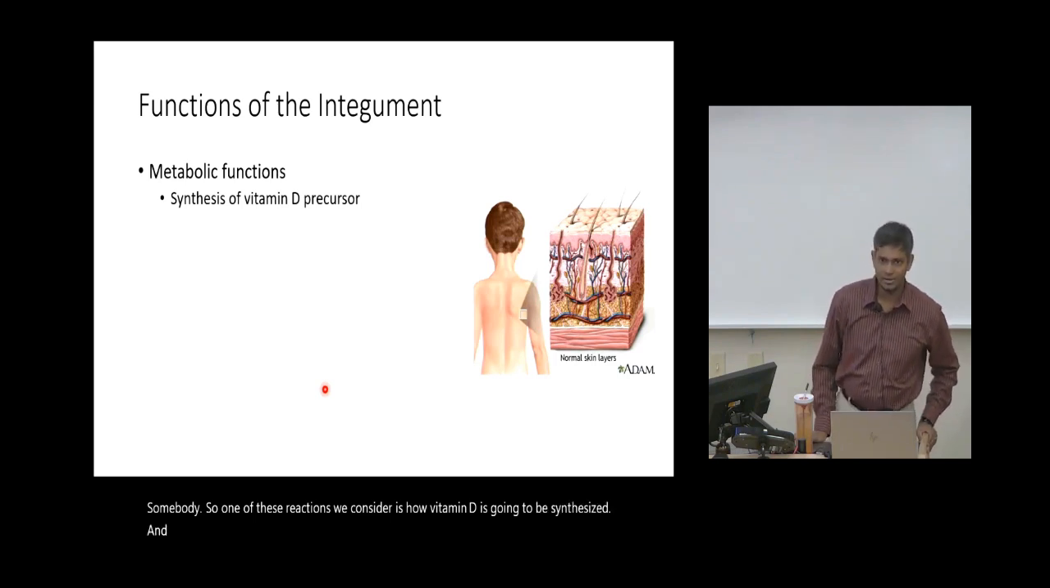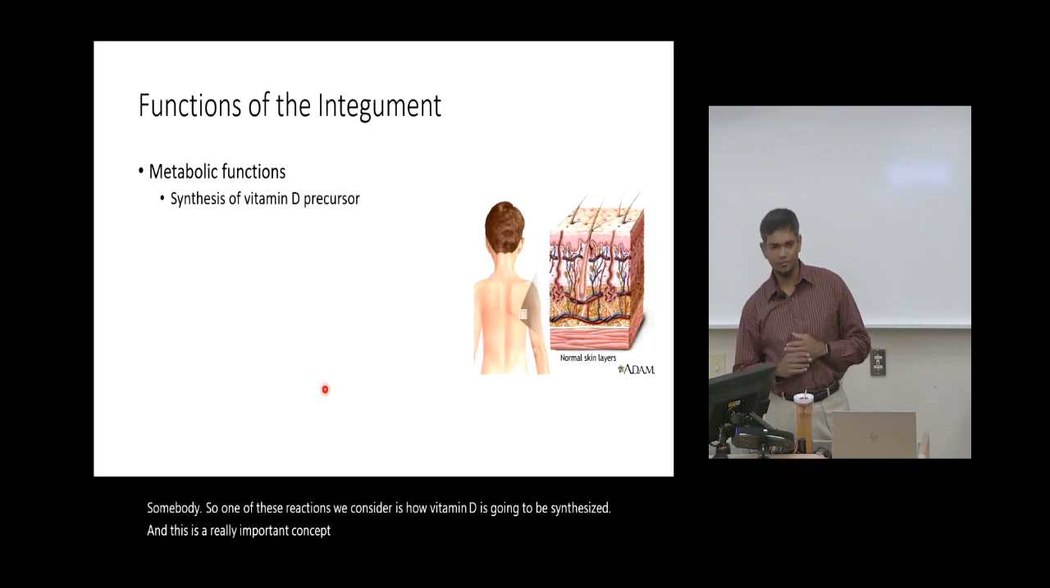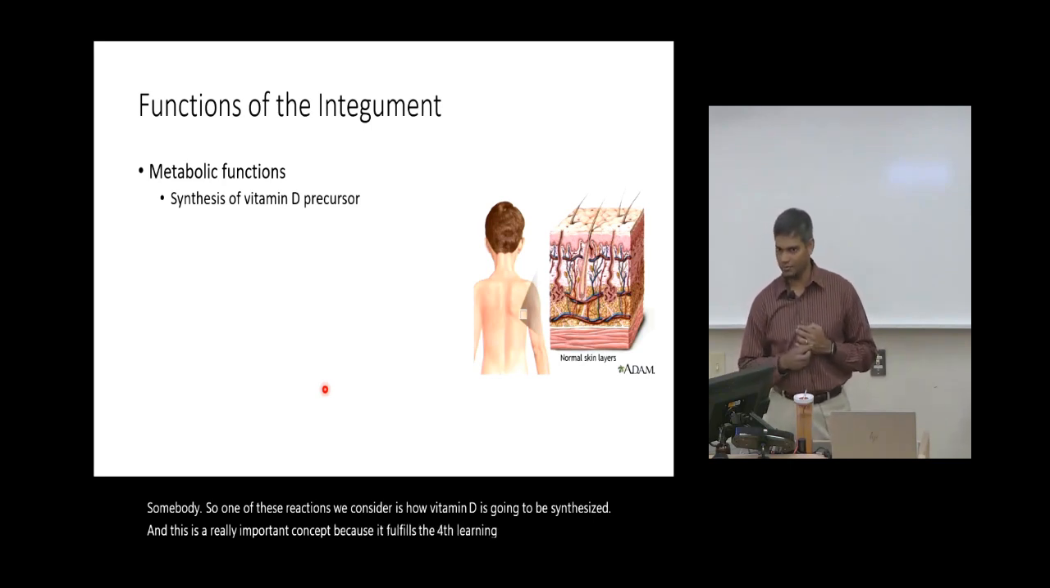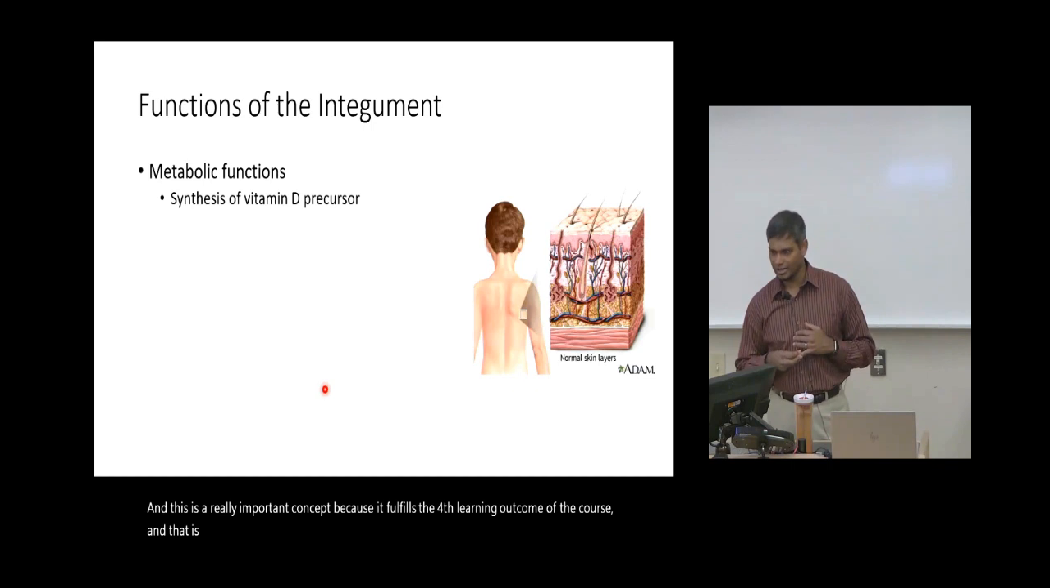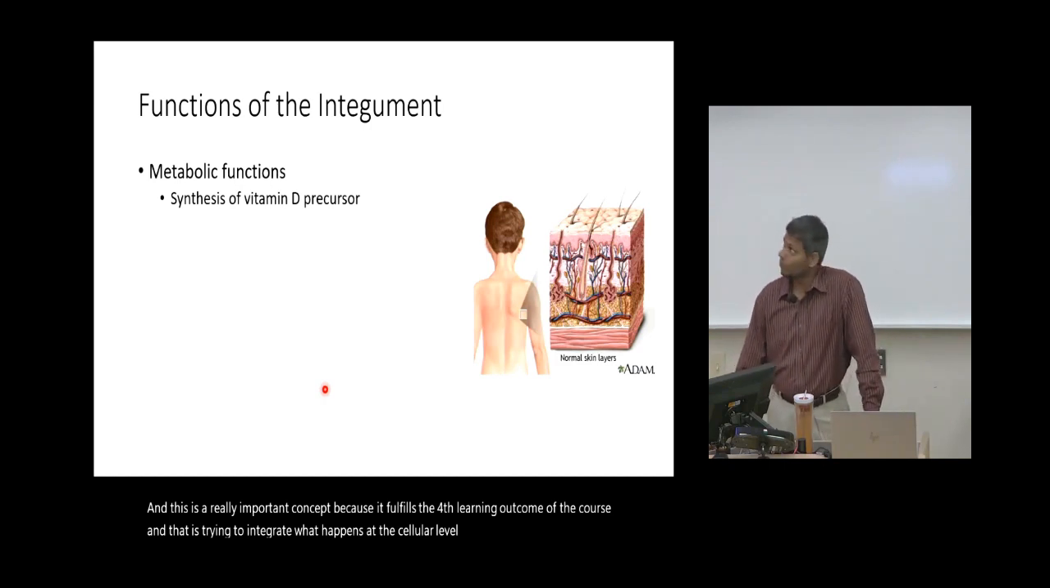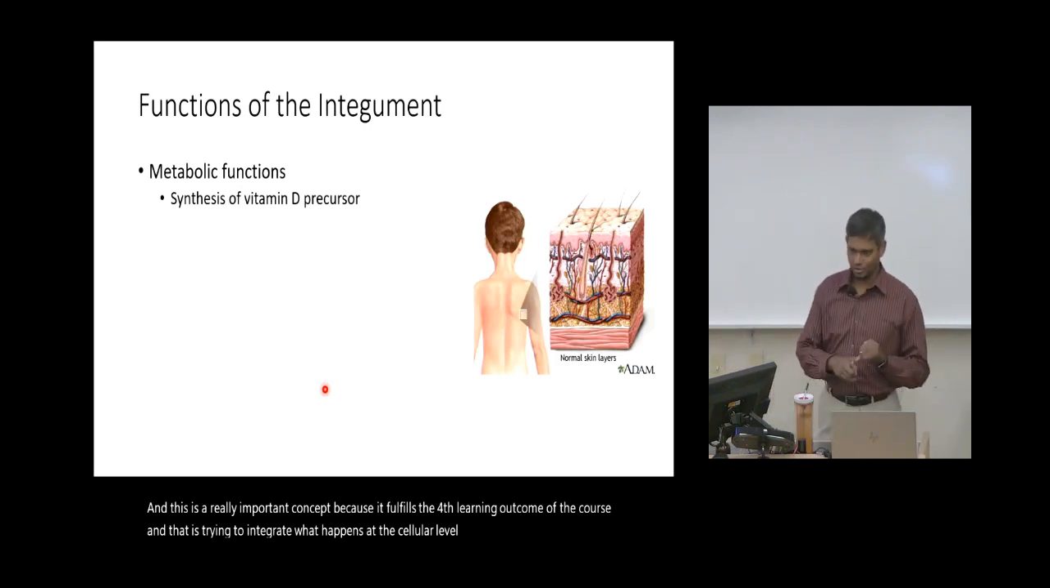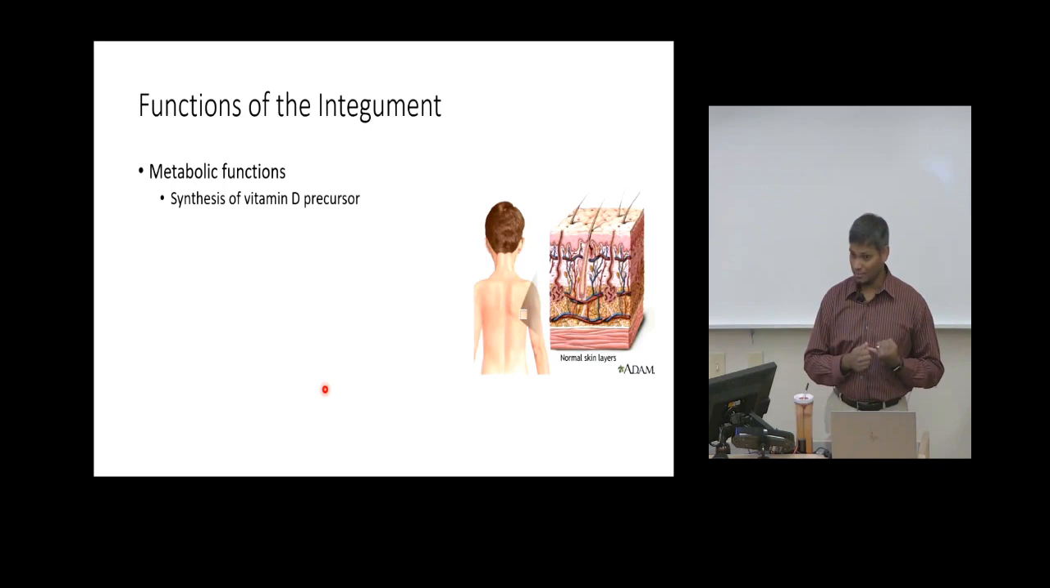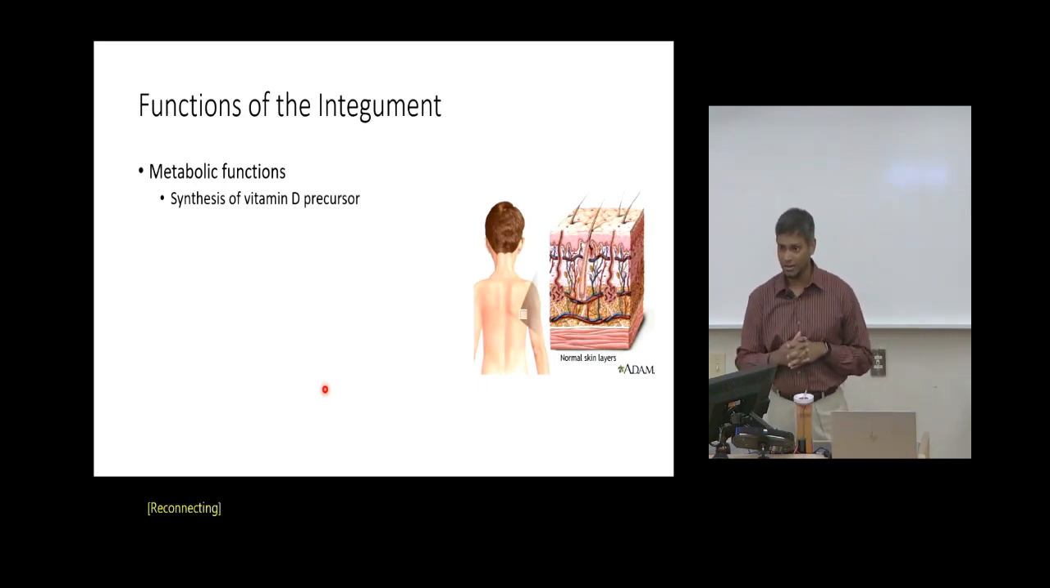And this is a really important concept because it fulfills the fourth learning outcome of the course, and that is trying to integrate what happens at the cellular level all the way to how different organ systems are being affected. And so when we talk about the synthesis of vitamin D, we will talk about the integumentary system, of course, that's what we're in. We'll talk about the impact on the digestive system, the urinary system, and the skeletal system. So skeletal, urinary, digestive, integumentary system, we'll see how all these come together for the synthesis and the utilization of vitamin D.